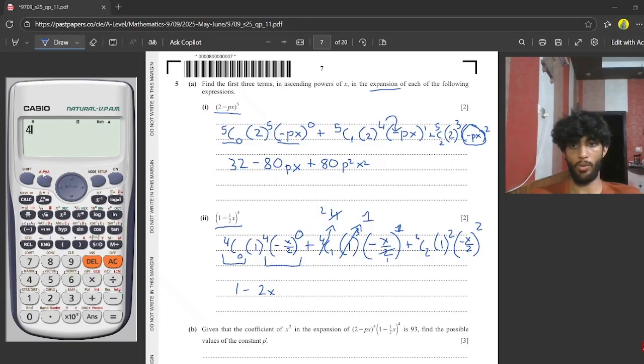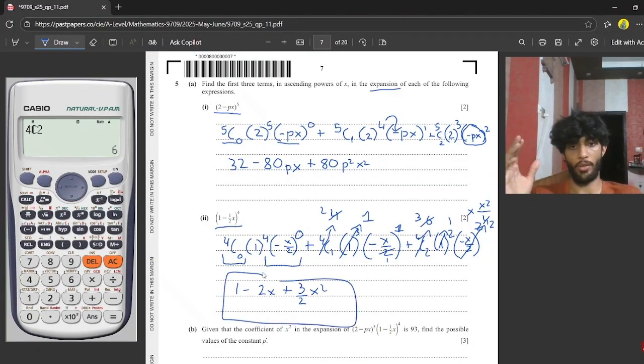And then we got 4c2, which is 6. And this thing is going to be 1. This thing is going to be 6. We square this, so it's going to become a positive number, which is going to be x squared over 2 times 2 is 4. So we can sort of simplify this as well. 2 times 2 is 4. 2 times 3 is 6. And so these things are being multiplied. So we're just going to have 3 over 2 x squared. So these have been expanded to the 3 terms as well.